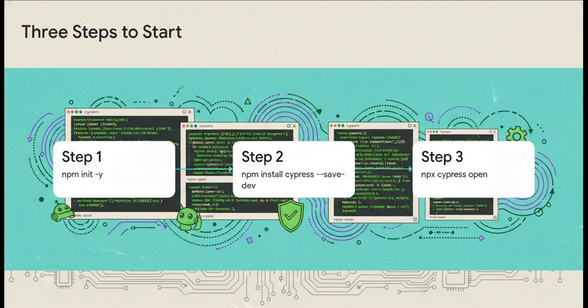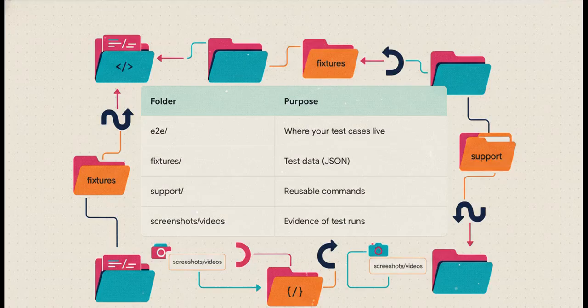That is it. And the moment you run that open command, Cypress automatically builds out this really clean folder structure for you. All your tests, they live in the E2E folder. Your test data, that goes in fixtures. And any reusable code lives in support. It keeps everything neat and tidy right from the very start.